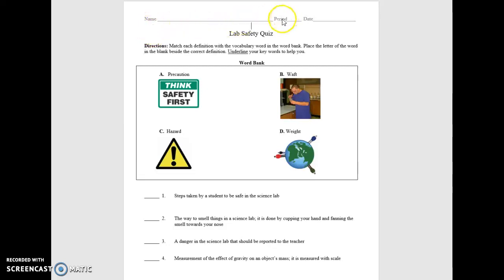Name, period, date, lab safety quiz. Directions. Match each definition with the vocabulary word in the word bank. Place the letter of the word in the bank beside the correct definition. Underline your key words to help you.